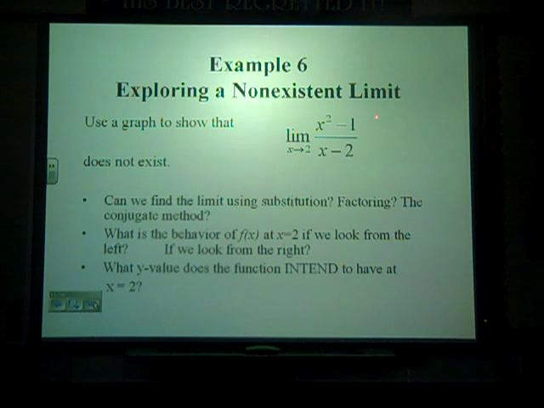If I multiply numerator and denominator by x plus 2, I'm still going to get 0 down here. It's not going to work out. So none of these methods will work. They aren't going to find us a limit. So let's look at this graphically.